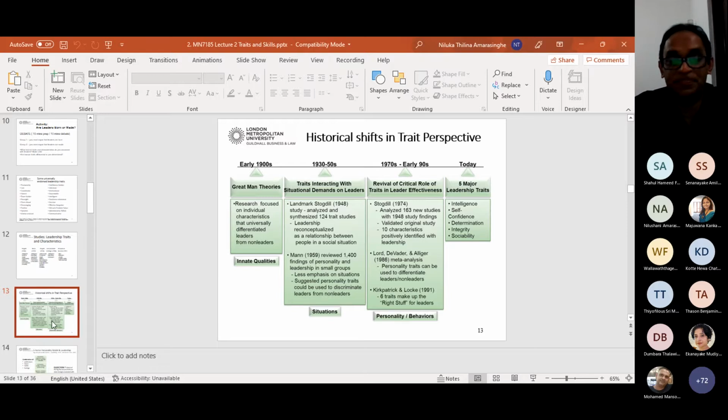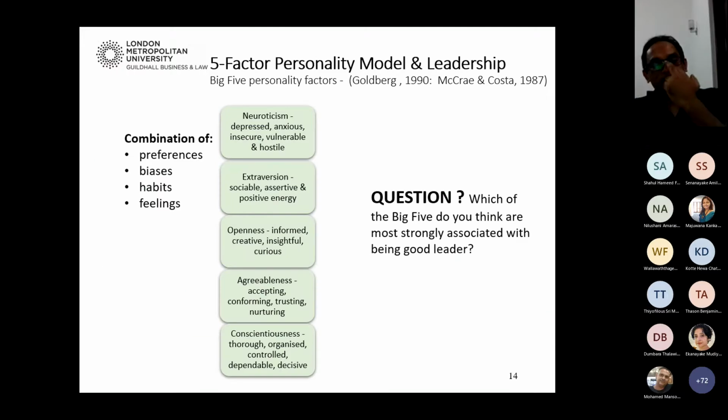Right, so we'll go to the next one. Also we need to understand leadership, right? Does leadership have some connection with the personality type of people? What do you all think? Does leadership have some connection with the personality type of a leader? Yes, personality is very much important for a leader. Yes. Yeah, good. So we'll look at this model here.